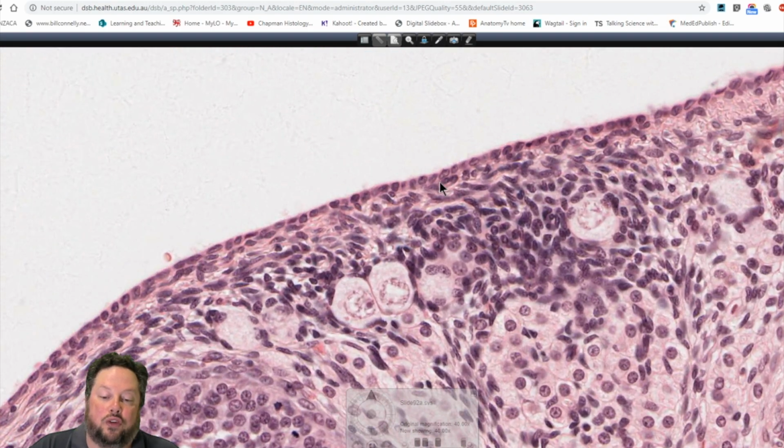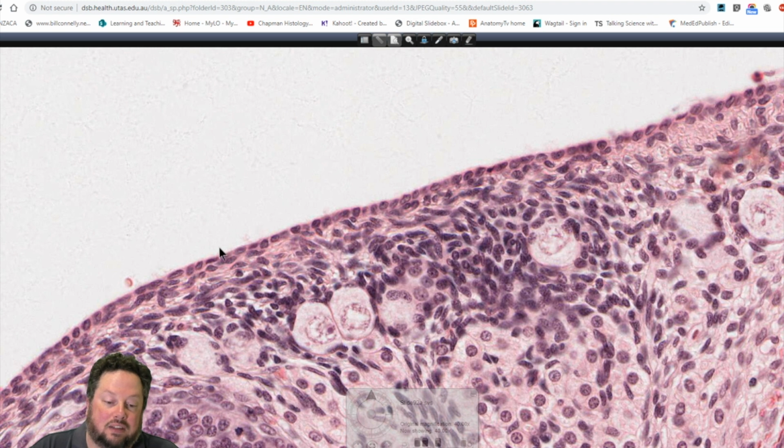This is known as surface ovarian epithelium. So this lovely simple cuboidal epithelium here. This is known as surface ovarian epithelium, or sometimes it's also called germinal epithelium.